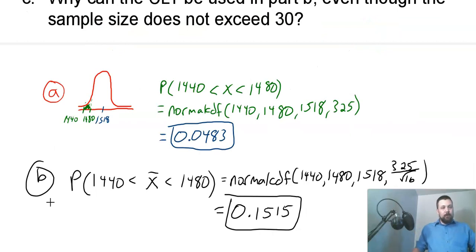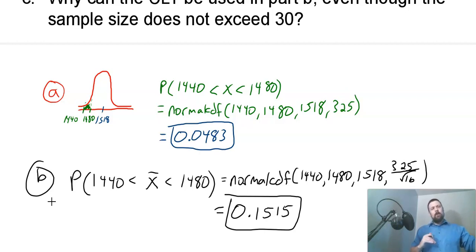Okay, so we got some pretty interesting results here. For part A, the probability you should have found is 0.0483. That's the probability if we randomly select one SAT taker that their score was between 1440 and 1480. What's interesting here is that if we look at part B, the average, the probability is higher.